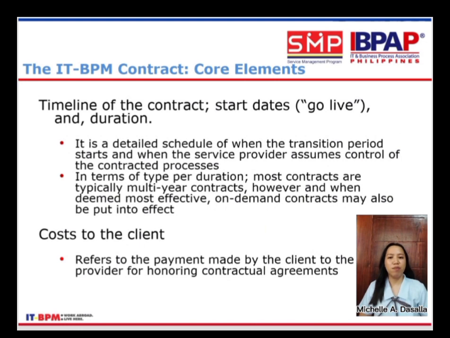In terms of type or duration, most contracts are typically multi-year contracts. However, when deemed most effective, on-demand contracts may also be put into effect. Fourth core element is cost to the client. It refers to the payment made by the client to the service provider for honoring contractual agreements.